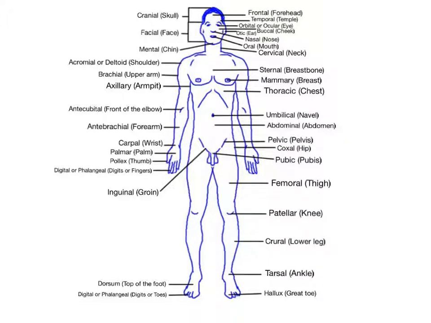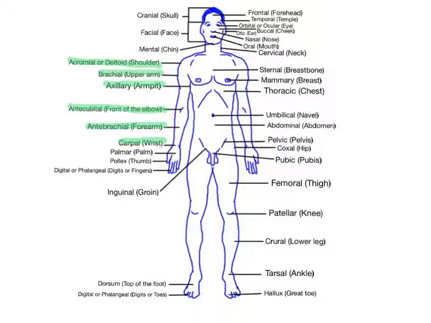One can view on the anterior arm the following regions: the acromial or deltoid, which is the shoulder, the axillary or armpit, the brachial or upper arm, the antecubital, which is the front of the elbow, and the antebrachial, or the forearm, the carpal, which is the wrist. Remember that carpenters use their hands to remember that the carpals are close to the hands.